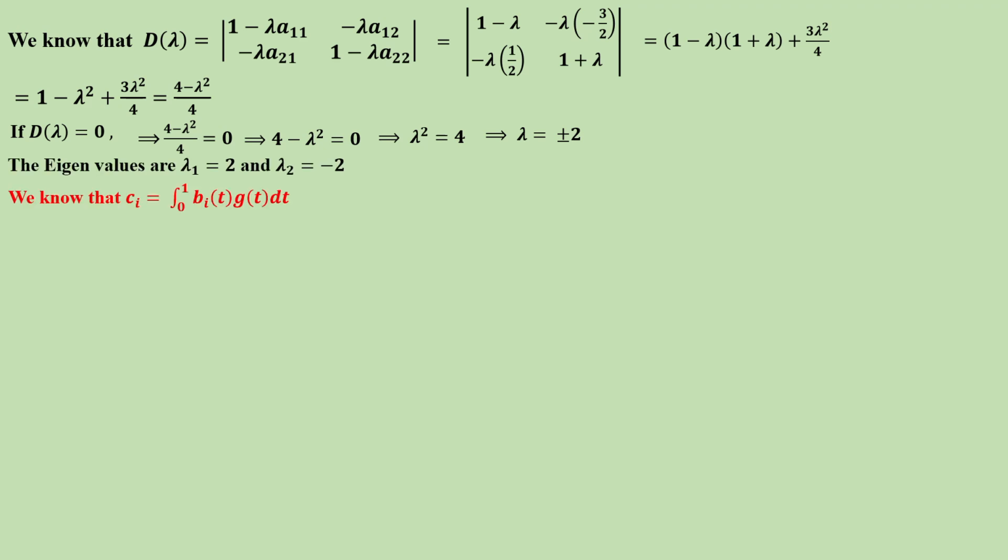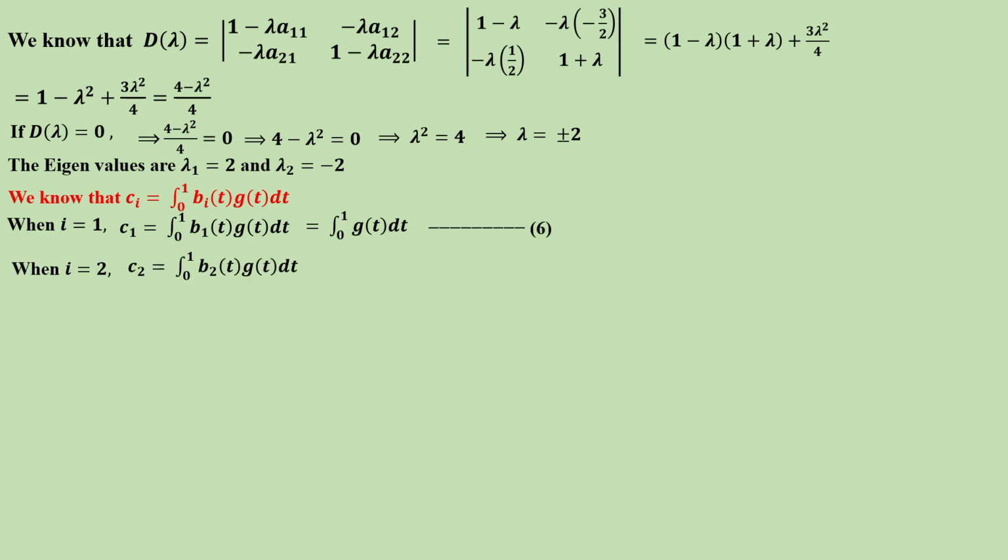Next, we know that c_i = integral from 0 to 1 of b_i(t) g(t) dt. When i = 1, c1 = integral from 0 to 1 of b1(t) g(t) dt. Substituting b1 = 1, that is equal to the integral from 0 to 1 of g(t) dt. That is equation number 6. When i = 2, c2 = integral from 0 to 1 of b2(t) g(t) dt, which is the integral from 0 to 1 of t g(t) dt. That is equation number 7.